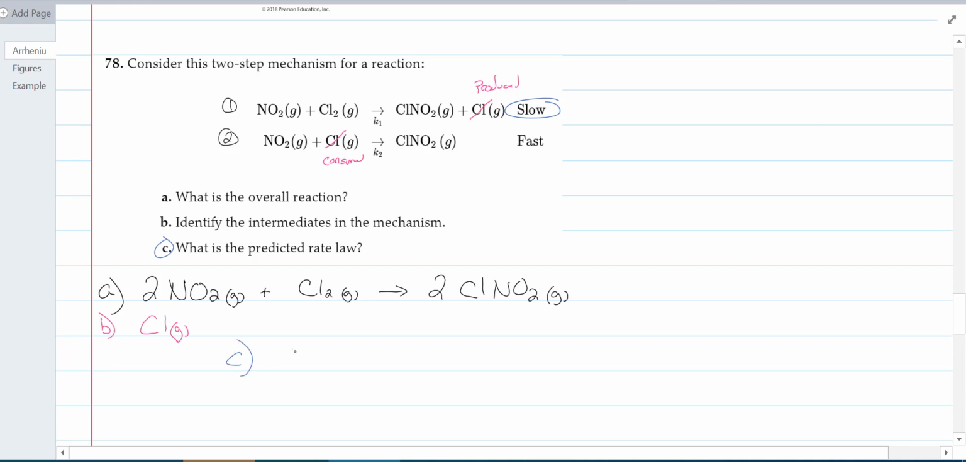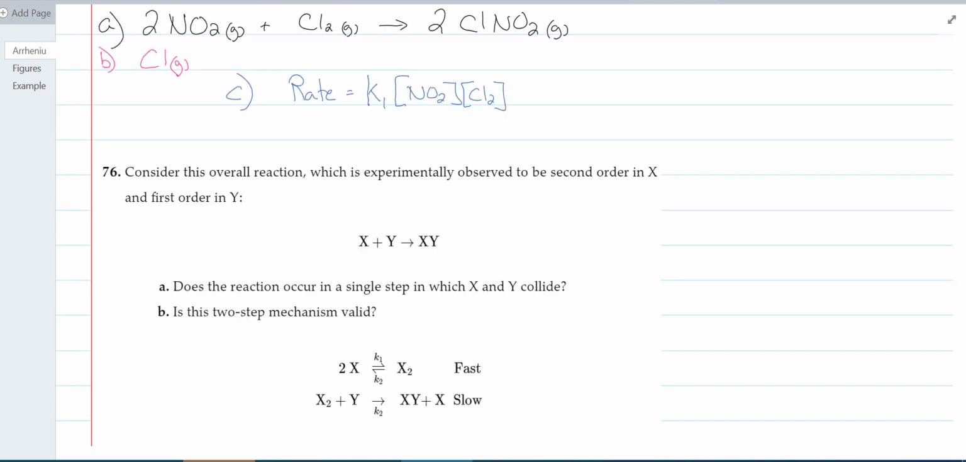So for C, the rate law would be rate equals, now it's K1, but you just have to write K. You don't have to write K1. If you do, sure, you can. That'd be fine. Concentration of NO2, concentration of Cl2. And that is number 78. Let's look at number 76 now.